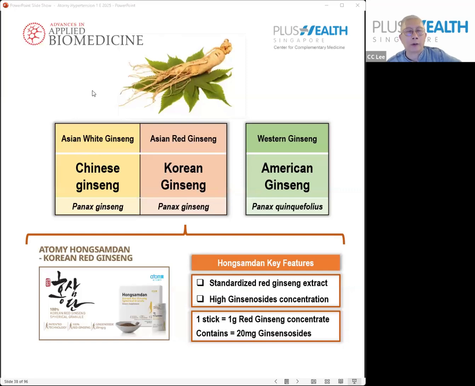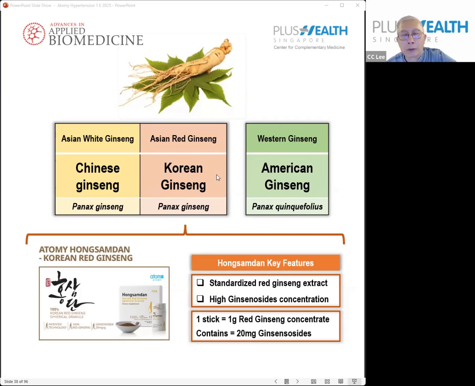Okay. Now let's look at the ginseng quickly. All right. Now here, ginseng itself, I just want to let everybody know that basically in the market, we have the Asian red ginseng, which is the Korean ginseng, the Asian white ginseng, which is the Chinese ginseng, right? And the Western ginseng, which is the American ginseng.